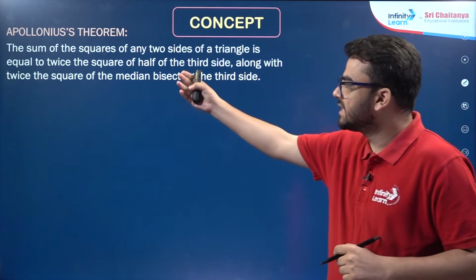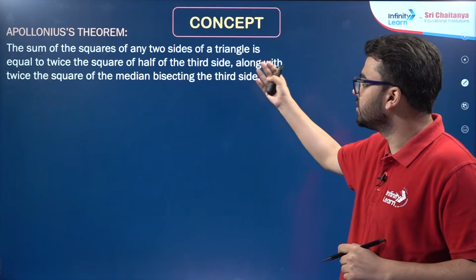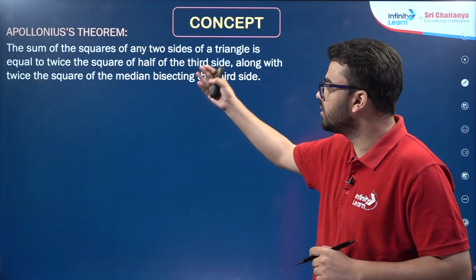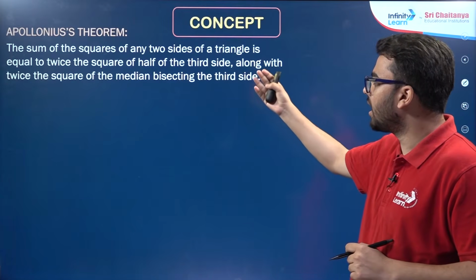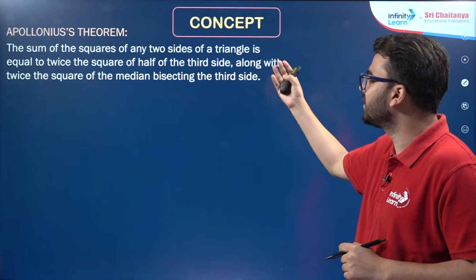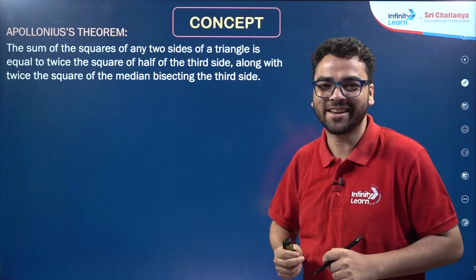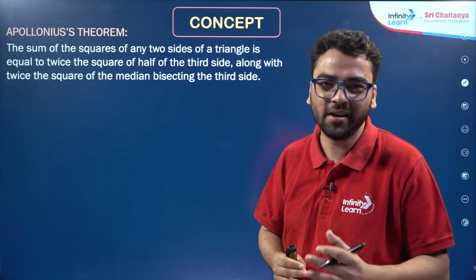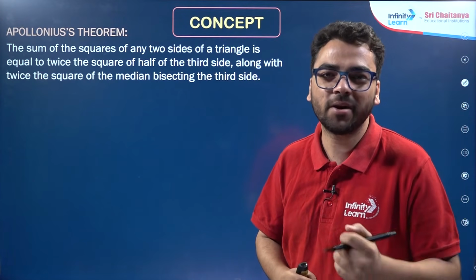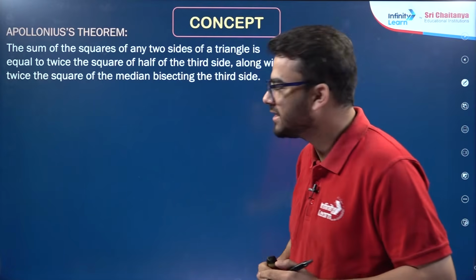So the theorem says that sum of the squares of any two sides of a triangle is equal to twice the square of half of the third side along with twice the square of the median bisecting the third side. So the statement is a bit boring, but once I explain it, you'll be able to understand that quickly. So let's see the theorem.